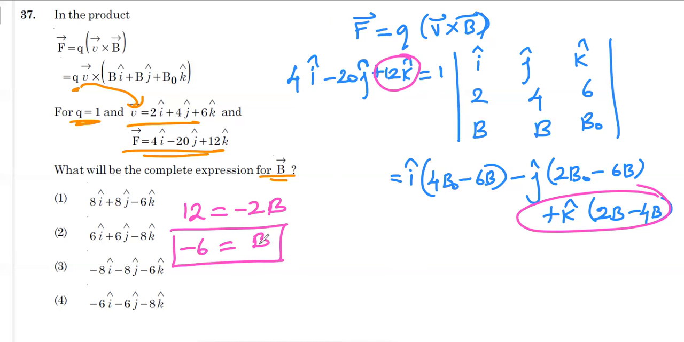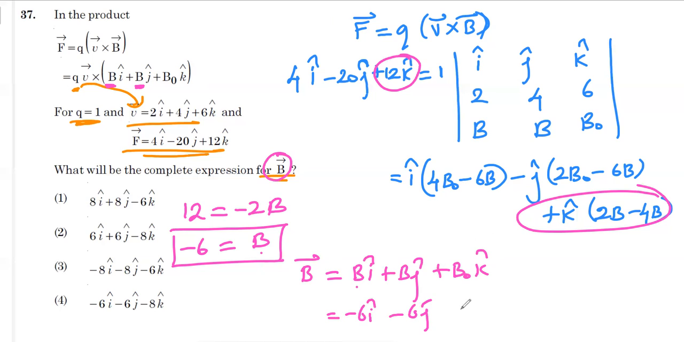They are asking me to find the expression for the B vector. The B vector they have given as B i cap, B j cap, plus B naught k cap. Putting B here, it is minus 6 i cap minus 6 j cap plus B naught, which I do not know yet, but let us see whether we need to find it.